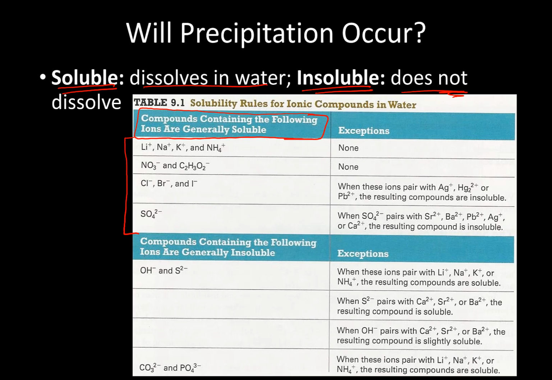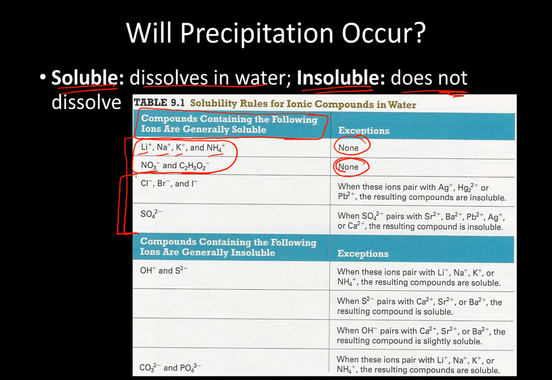So whenever a compound contains lithium, sodium, potassium, or ammonium, it's always soluble. Always. There are no exceptions. Similarly, whenever an ionic compound contains nitrate or the acetate polyatomic ion, it's also always soluble. There are no exceptions. So whenever you see any of these in a compound, no matter what it is paired with or bonded with to make the ionic compound, that compound is soluble.